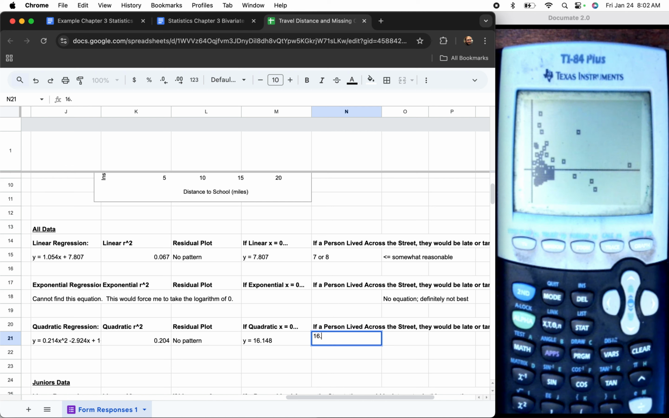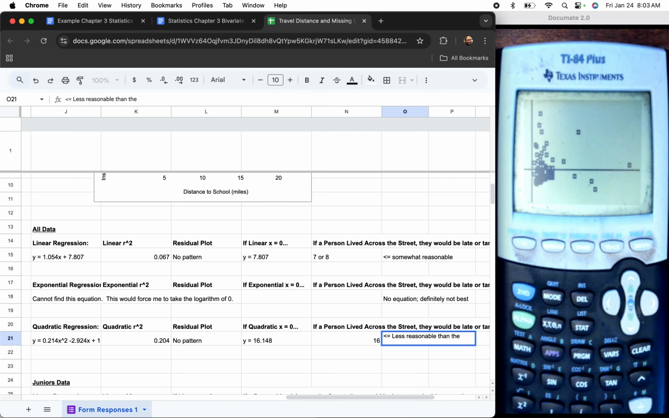However, 16.148 as a y value doesn't make a ton of sense, because the person would be late or tardy 16 times if they lived right across the street, which is less reasonable than the linear model. So even though the quadratic model has a higher r squared, our linear model is going to be the best.